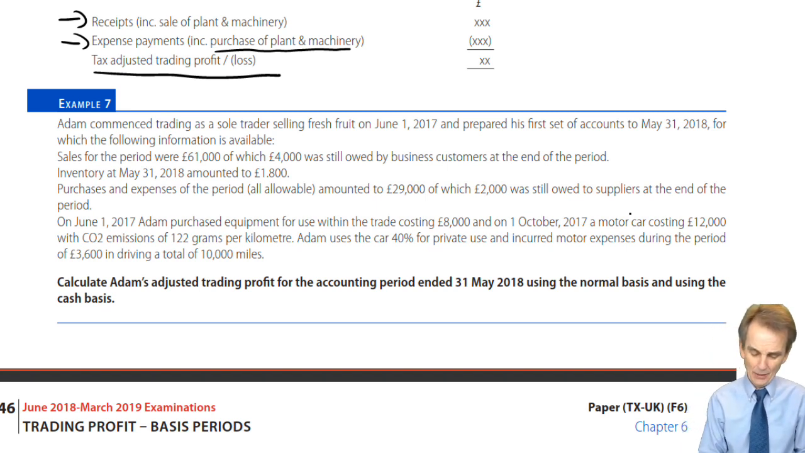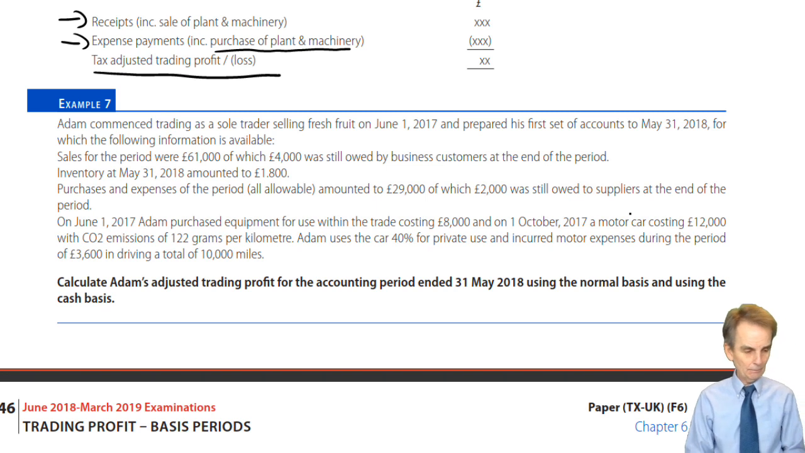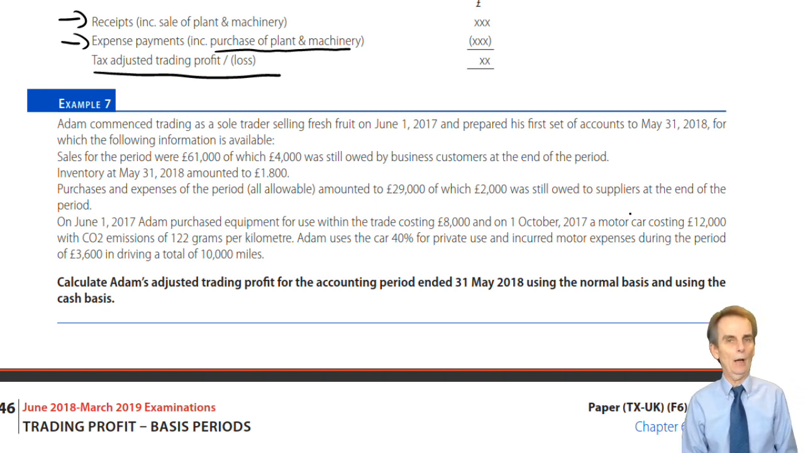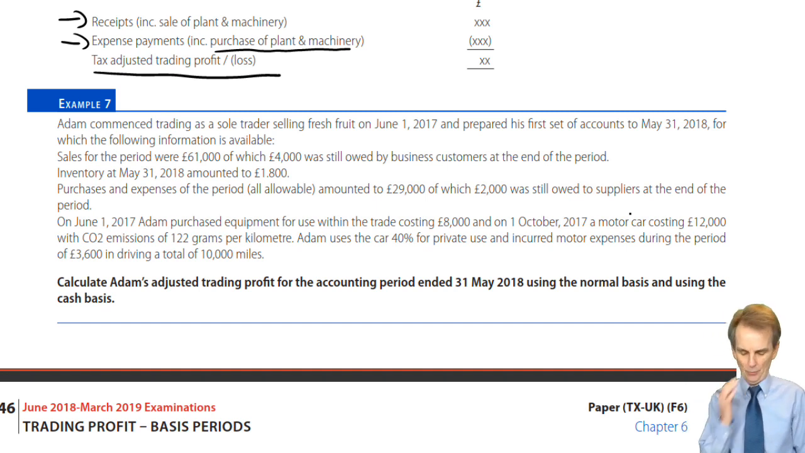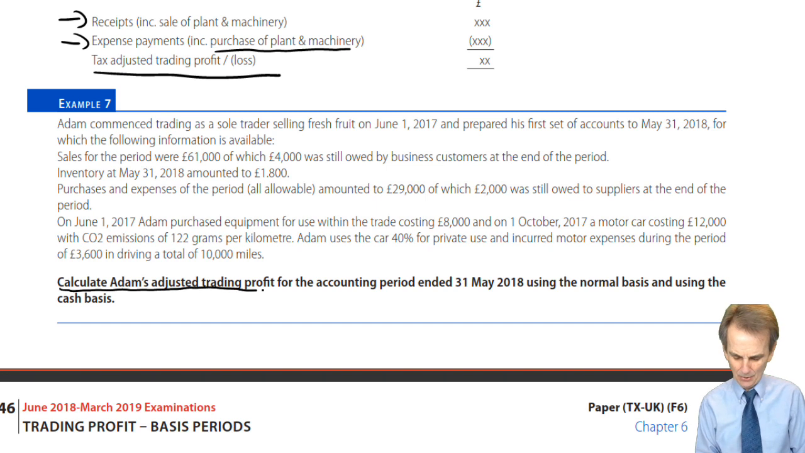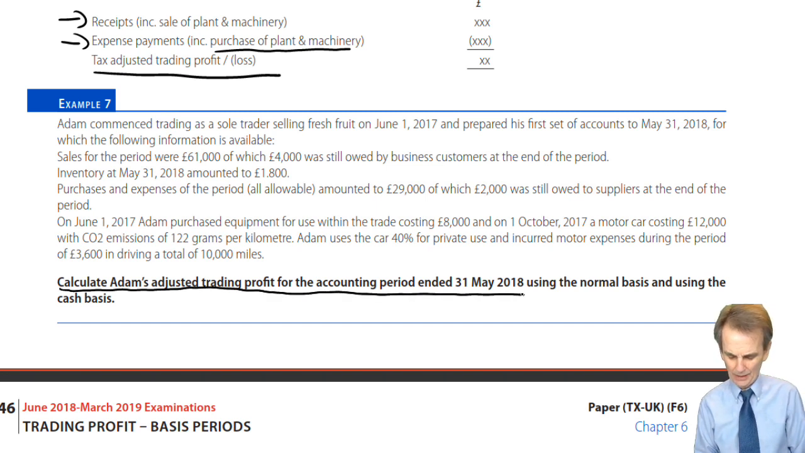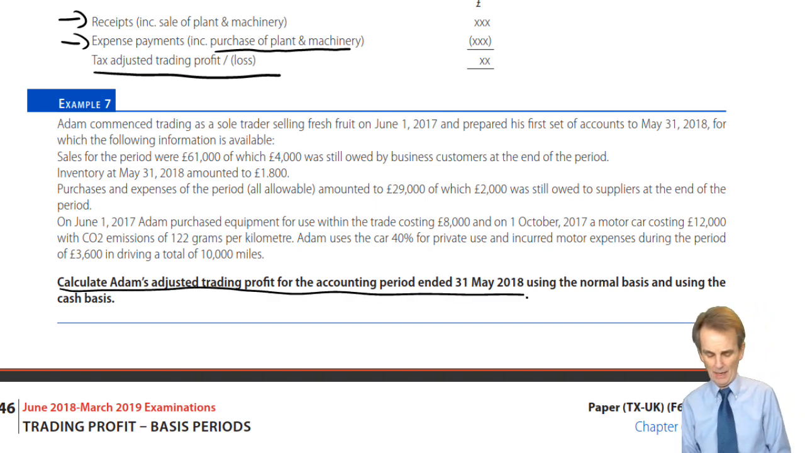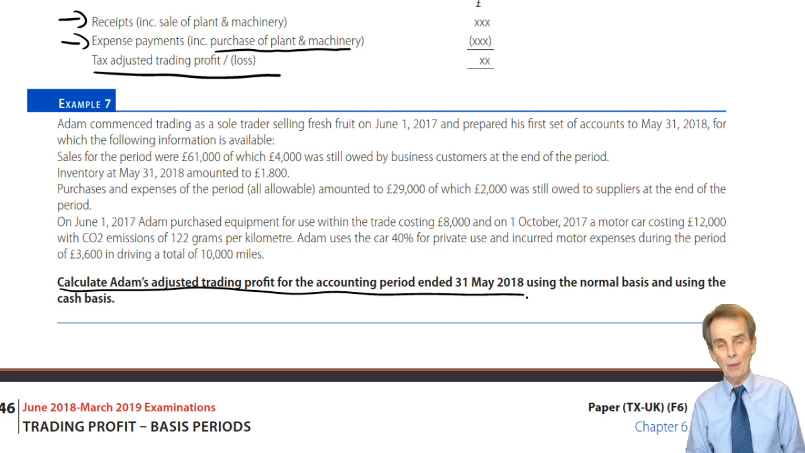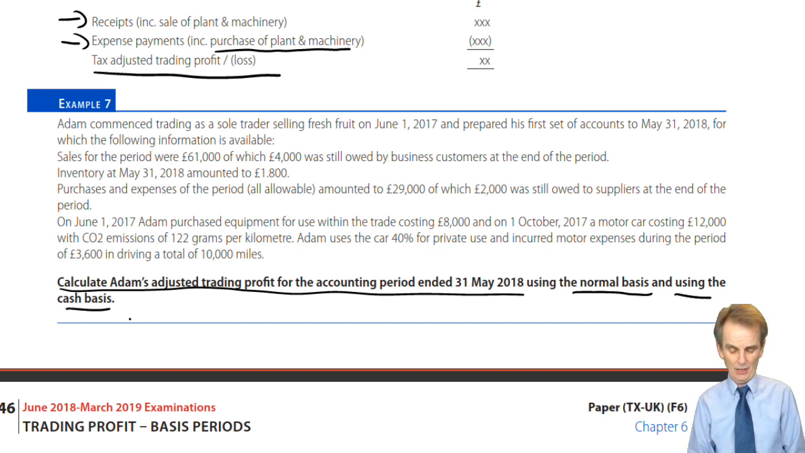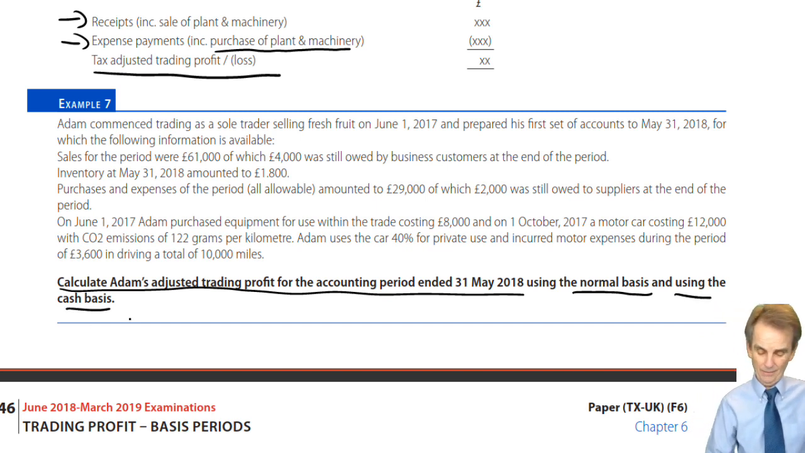Okay, now we've got a little example here, example 7. I'll talk you through it, and then you can write it up and check with the model answer in the back. But let's see what we've got. We've got to calculate Adam's adjusted trading profit for the accounting period ended 31st of May 18, and we've got to do it both ways, using your normal basis, the accruals basis, and then using the cash basis. So what are we told?